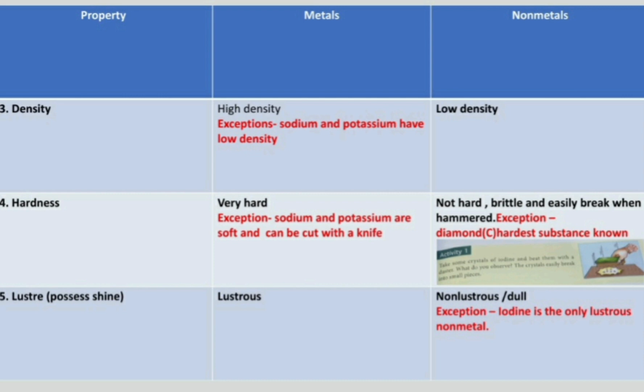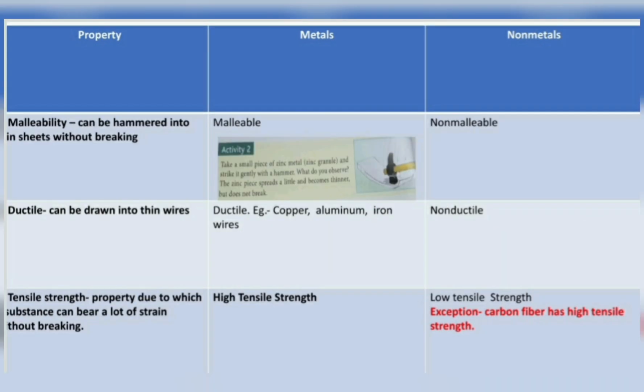The sixth property we will talk about is malleability. What is malleability? Malleability is a property in which the metals can be hammered into thin sheets without breaking. This is called malleability. Like in your book, activity 2 says that if we hammer a zinc granule, on hammering it, we can convert it into a thin sheet without breaking. This shows that the metals are malleable, whereas non-metals are non-malleable. Therefore, around us, we can see sheets of iron, sheets of copper, and sheets of aluminium, which we use for food packaging.